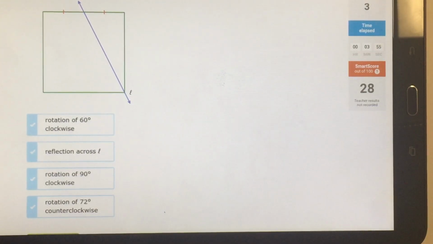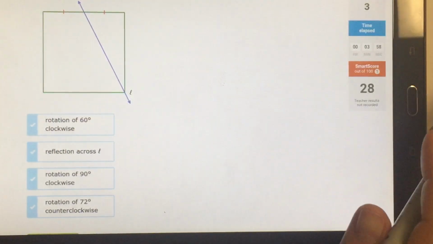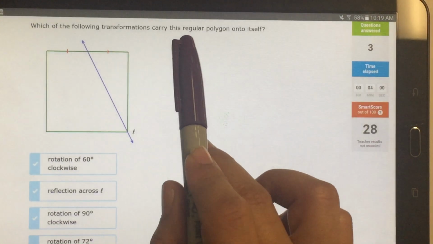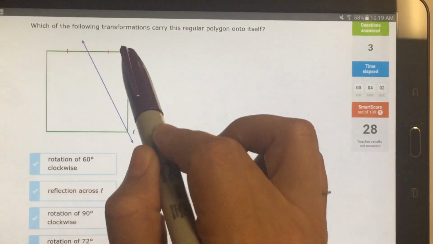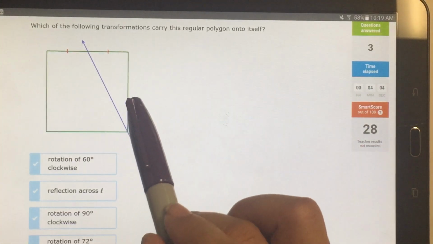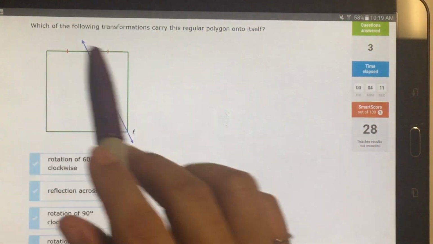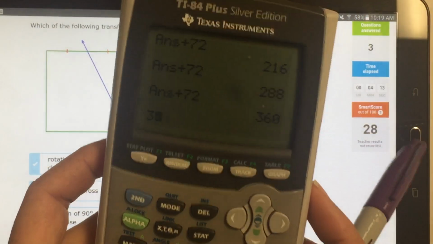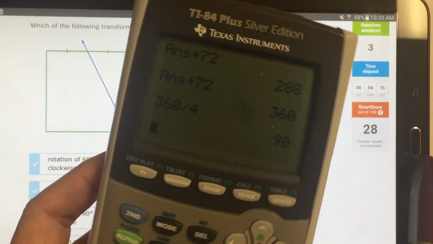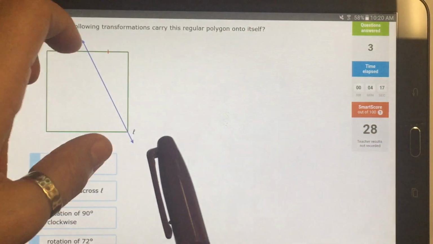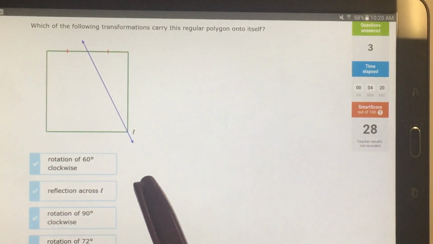So it's not reflection. All right, rotational symmetry again. If it's a regular polygon, which means all the sides and all the angles are equal, then the number of lines of symmetry is the number of sides, because remember the formula is 360 divided by the number of lines of symmetry. So this is 4, so you do 360 divided by 4, which is 90, which means every time you turn this shape 90 degrees, it's going to look exactly the same.